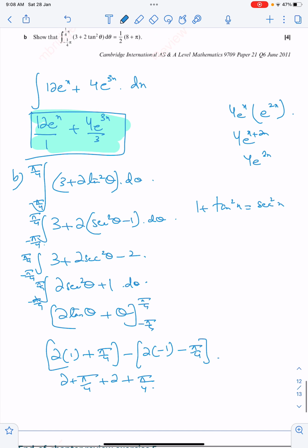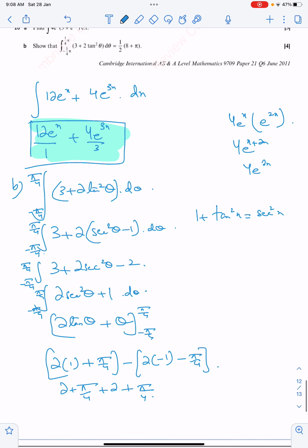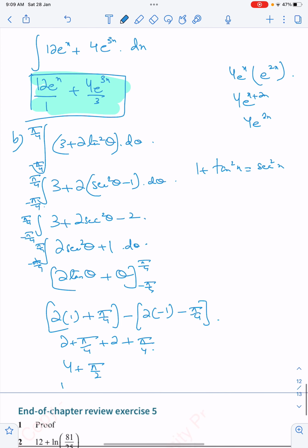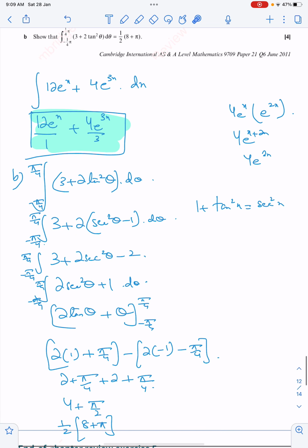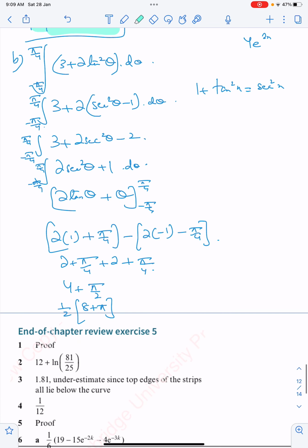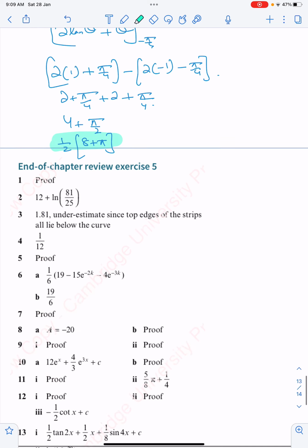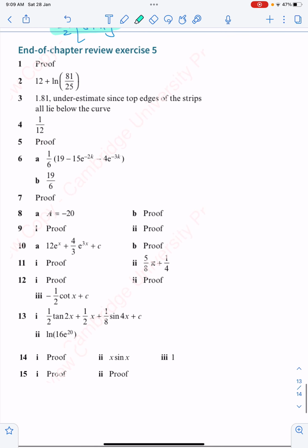If I take out, they have taken half as common. Let me just simplify it first. 4 plus pi by 4 plus pi by 4 is pi by 2. If I take out half as common, I'll be left with 8 plus pi. Let's see if I'm getting the same result as this. Half into 8 is 4, and half into pi is half pi. So that's correct. This is the answer. This brings us to the end of the video. Thank you so much for watching it.